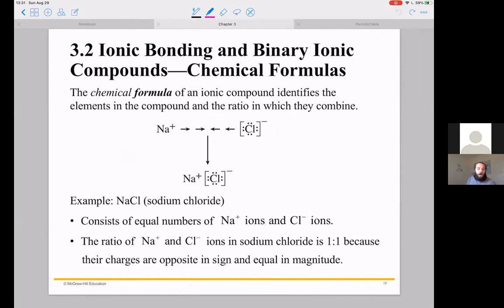All right, and then importantly, the ratio of sodium ions to chloride ions in this compound would simply be 1:1, because the whole idea is to balance these charges. I have one positively charged sodium ion and one negatively charged chloride ion. Together, they will form a neutral compound, a neutral ionic compound.